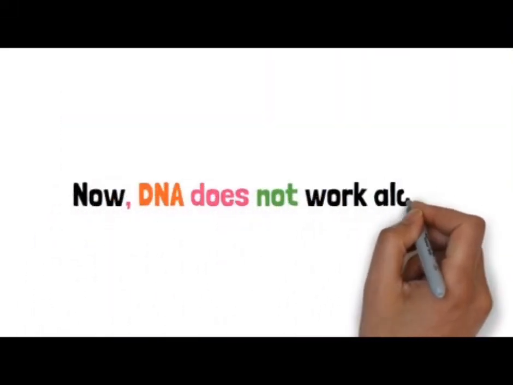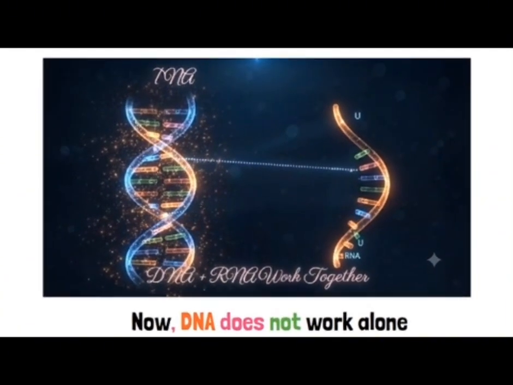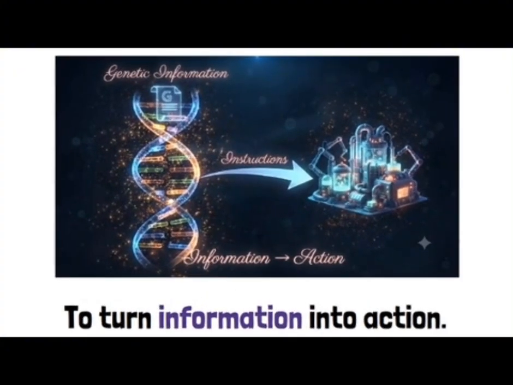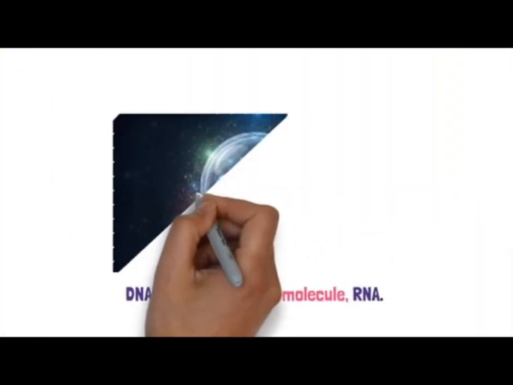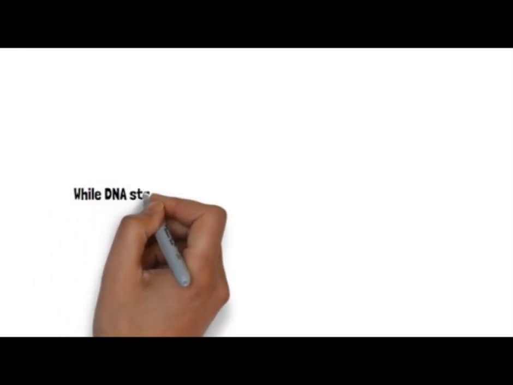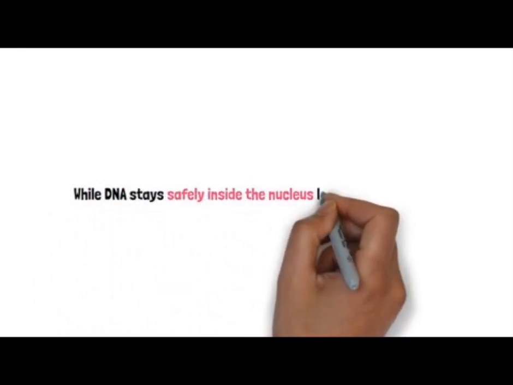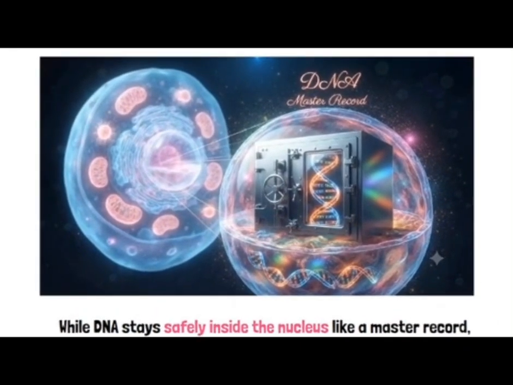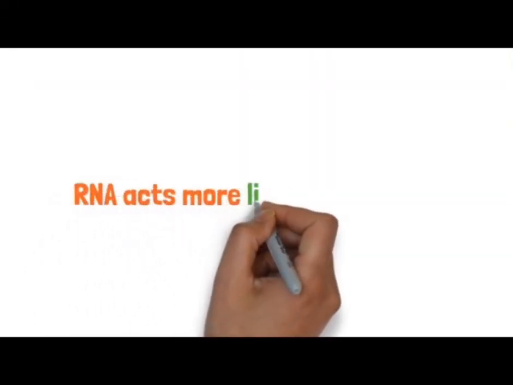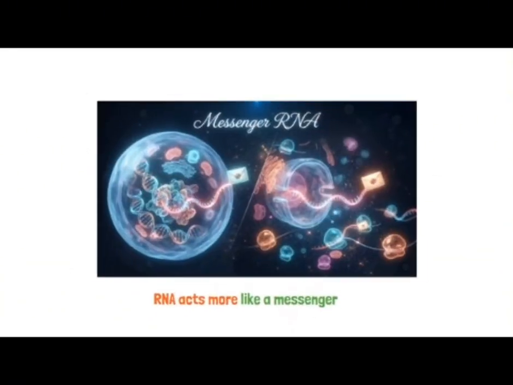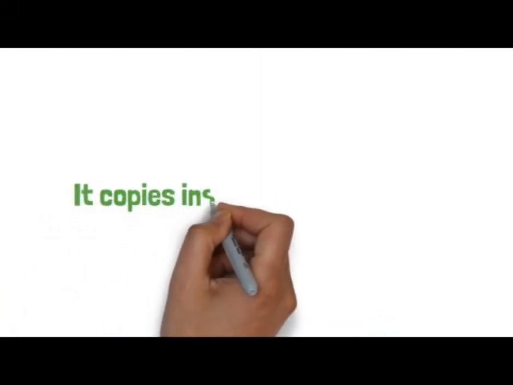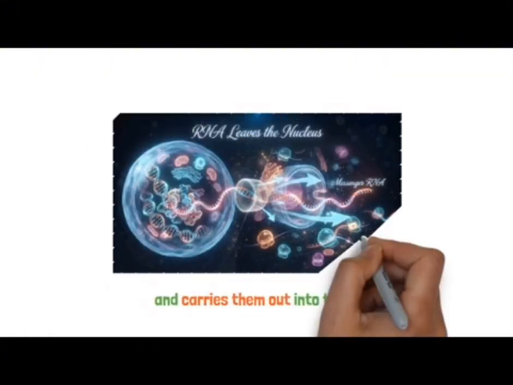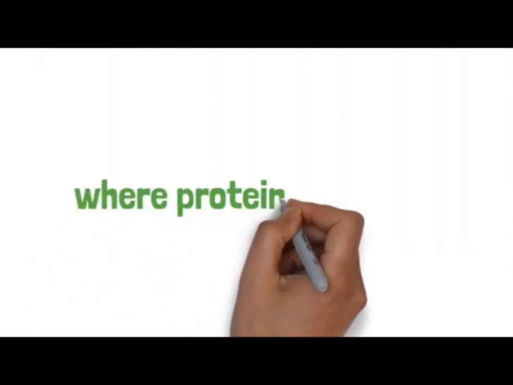Now, DNA does not work alone. To turn information into action, DNA relies on another molecule, RNA. While DNA stays safely inside the nucleus like a master record, RNA acts more like a messenger. It copies instructions from DNA and carries them out into the cell where proteins are built.